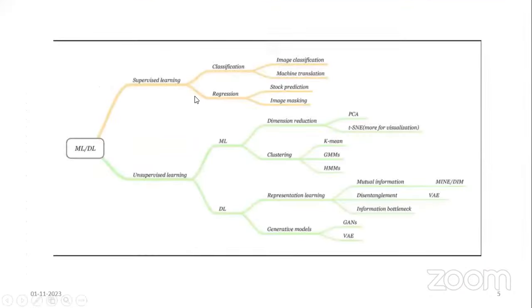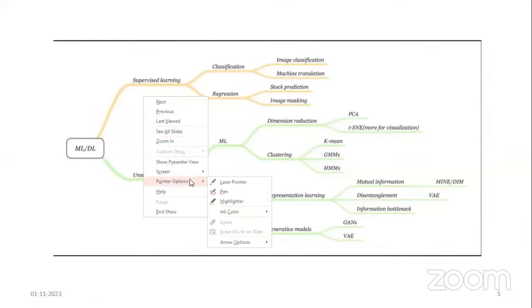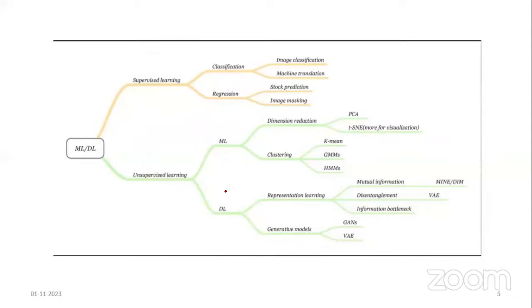Okay, so broadly, types of algorithm can be classified as supervised learning and unsupervised learning. This supervised and unsupervised learning further classifies as classification, regression, machine learning, deep learning. So we need to understand how this classification happens, how this has been divided.